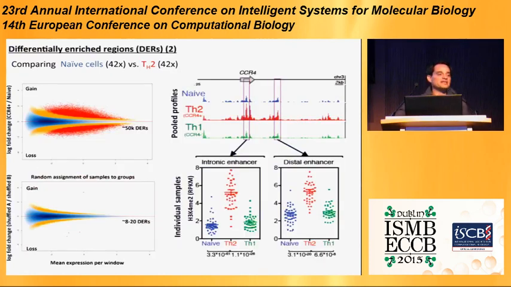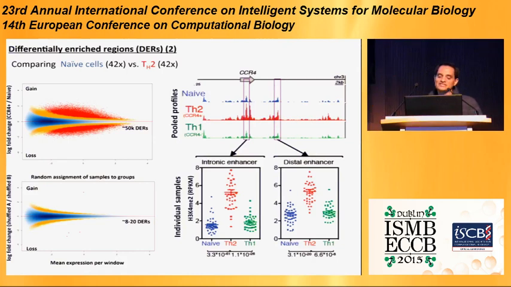And then I have applied the MEDIPS workflow. And again, I'm highlighting here the comparison between the naive cells and the TH2 cells, because the TH2 cells are those that are known to be implicated in asthma disease. In total, there are around 50,000 significant differentially enriched regions. And here we see the CCR4 locus, where we clearly see an enrichment in the TH2 cells.